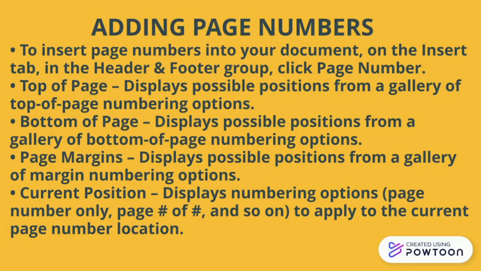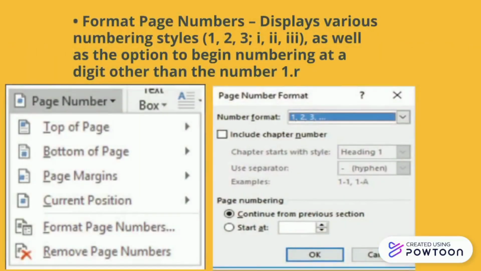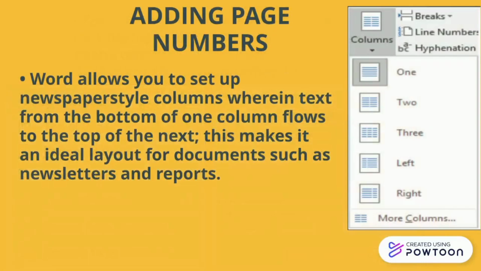Page Margins displays possible positions from a gallery of margin numbering options. Current Position displays numbering options, page number only, page number of hashtag, and so on, to apply to the current page number location. Adding page numbers. Format Page Numbers displays various numbering styles 1, 2, 3, I, II, III, as well as the option to begin numbering at a digit other than the number 1.